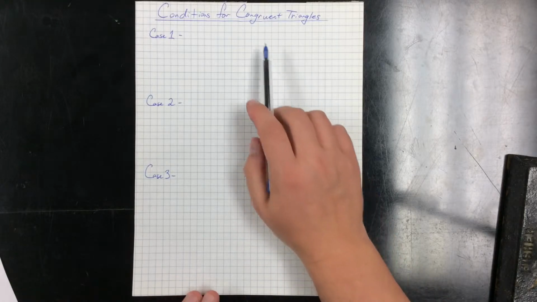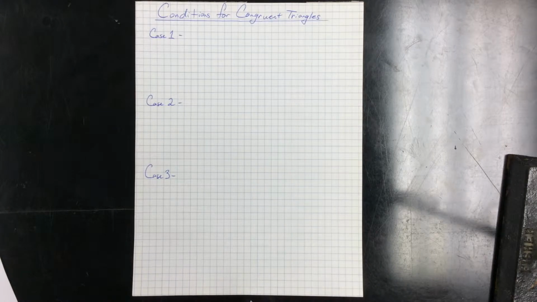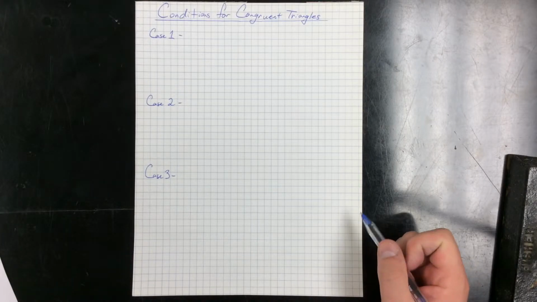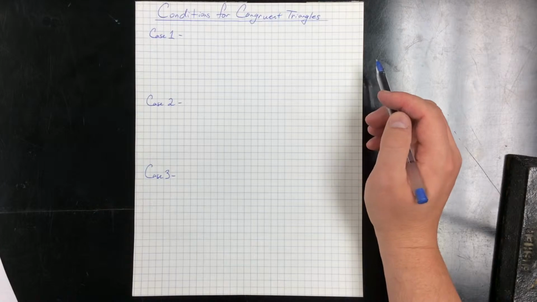Today we're going to talk about conditions for congruent triangles. In other words, how do we know if triangles are congruent to each other? We have three cases, or three ways that we know without measuring, without getting the protractor and the ruler out. Because for congruency to be true, all sides and all angles have to be equal.